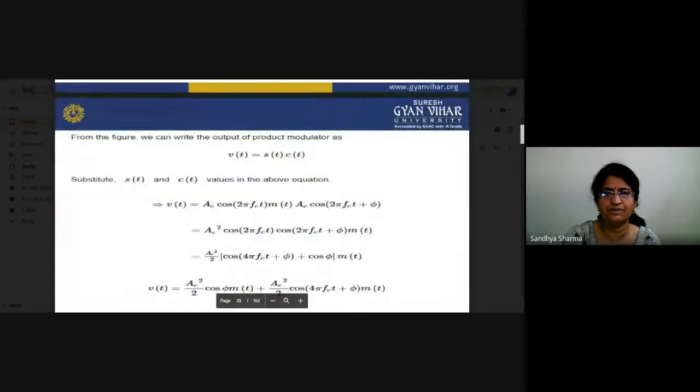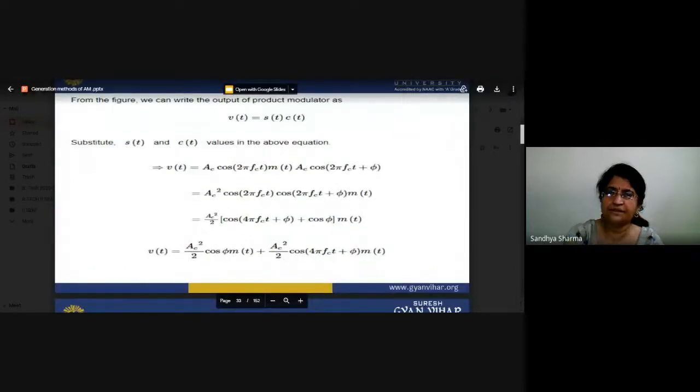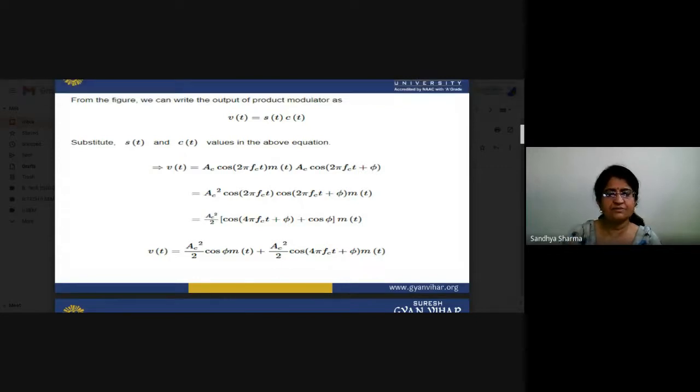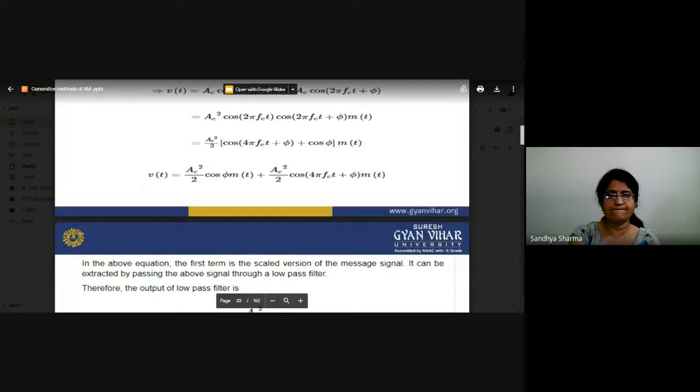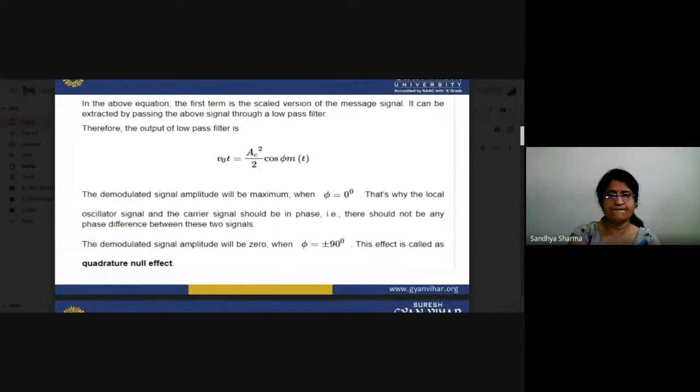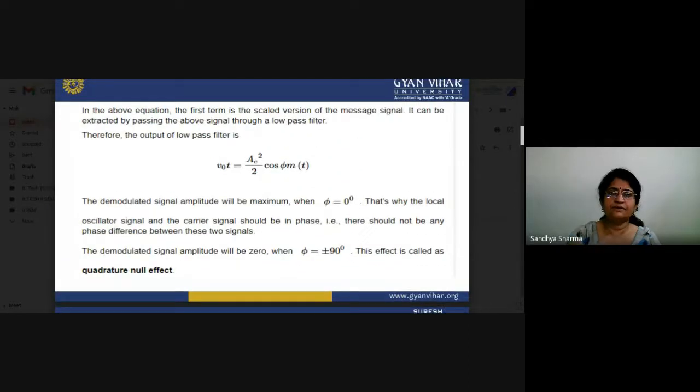So what will happen here? In the product modulator, there is a product of two signals. So here you can easily remove the cos phi m(t) from this equation. Now we will see what about the power. How much power will be contained in the output of the low pass filter? That is equal to Ac square by 2.